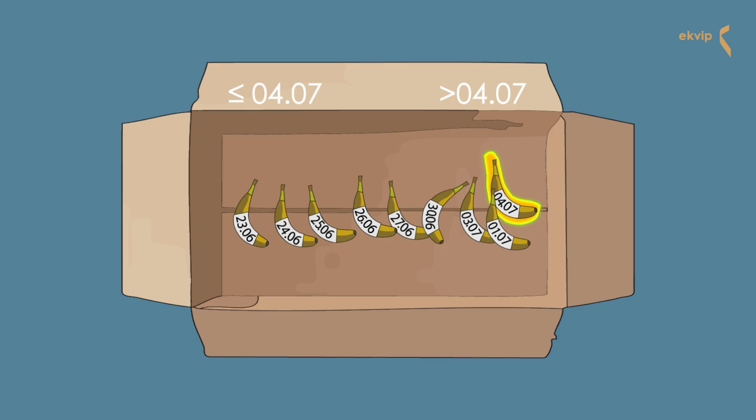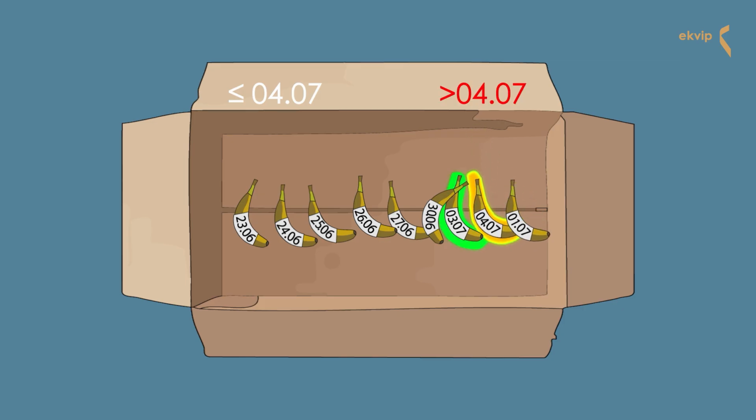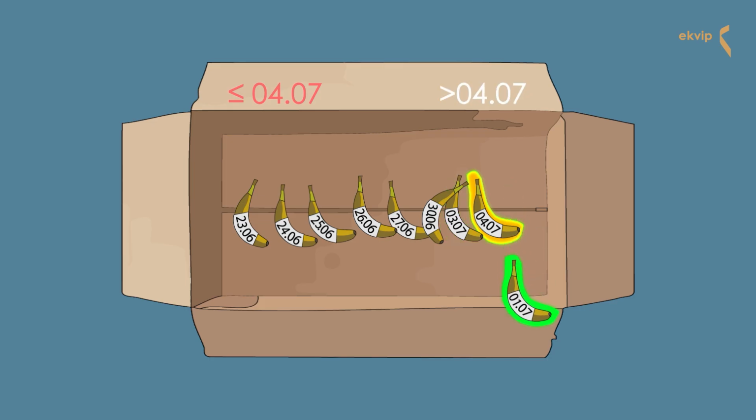The next pivot is July 4th. Because July 3rd is earlier, no swap is needed. The banana on the right side changes its position to the left, because July 1st is earlier than July 4th.